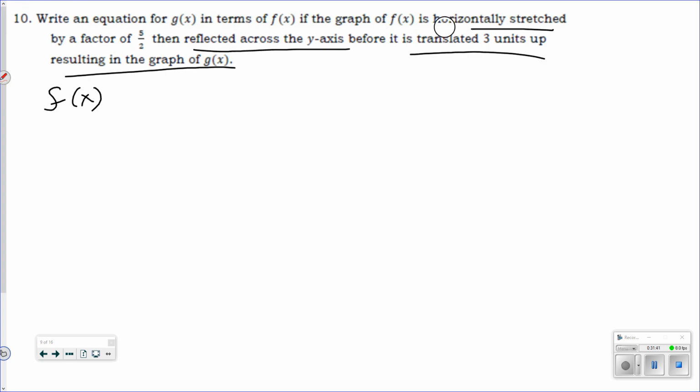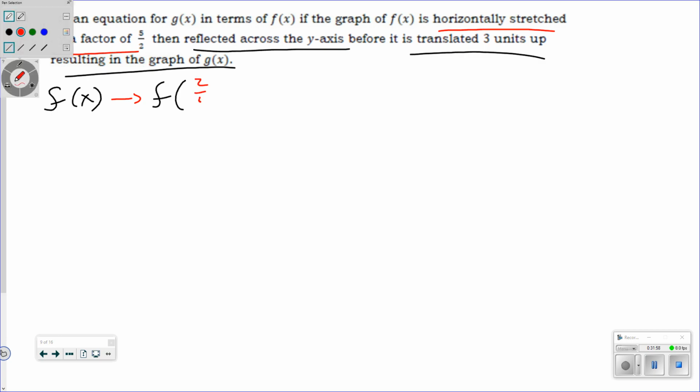Horizontally stretched by a factor of 5/2 means not h, but b. It's 5/2, which means when you put it into the equation, you have 1 over b, so you have f of 2/5 x. You flip it, right? 1 over 5/2 is just 2/5. So 2/5 x is what you have after the horizontal stretch.